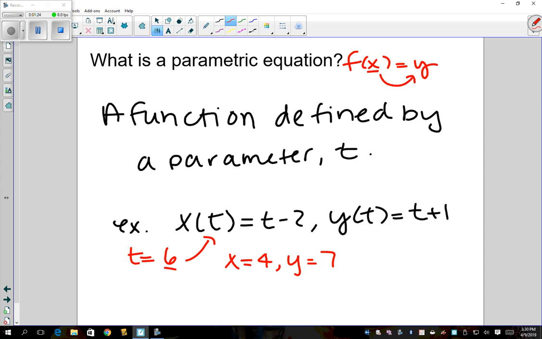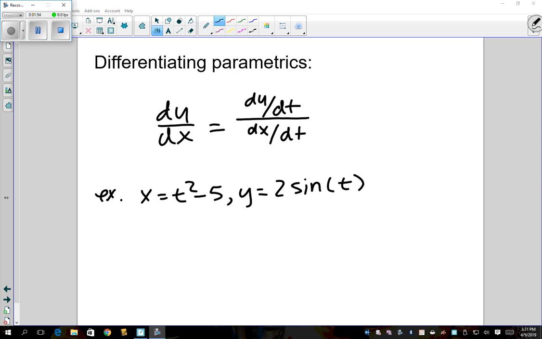But with parametric equations, we might not always have a function that passes the vertical line test. So we could have circles, we could have parabolic shapes. They aren't necessarily functions in terms of x and y, but they are still only in terms of x and y. We're not adding a third dimension. So we can do a lot of things with parametric equations, just like we have done with normal functions.